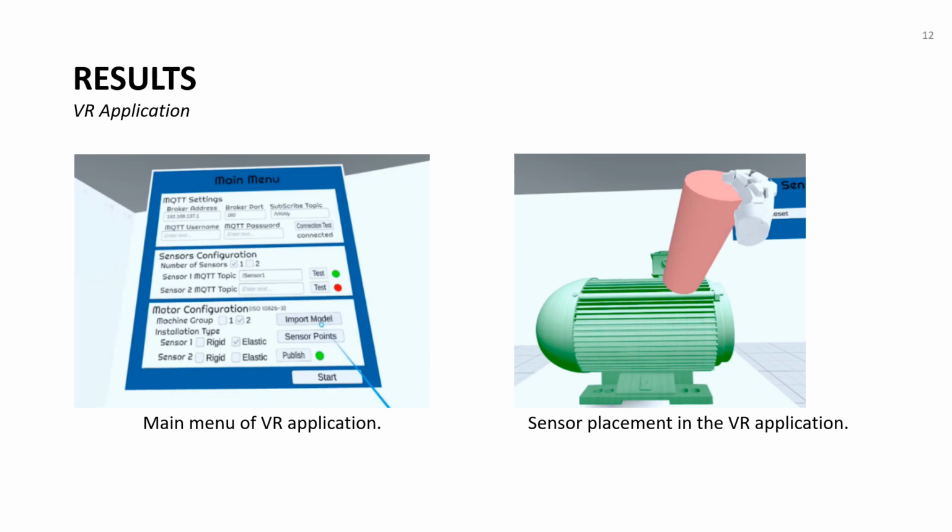The user will also be able to set the motor configuration as per the ISO 10826-3 standard, and publish it to the broker, where the PLC will be subscribed to read and set the values for analytics. Optionally, the user can also import their own motor or machine model instead of the default 3D motor model, and then set the sensor points as shown in the figure on the right.